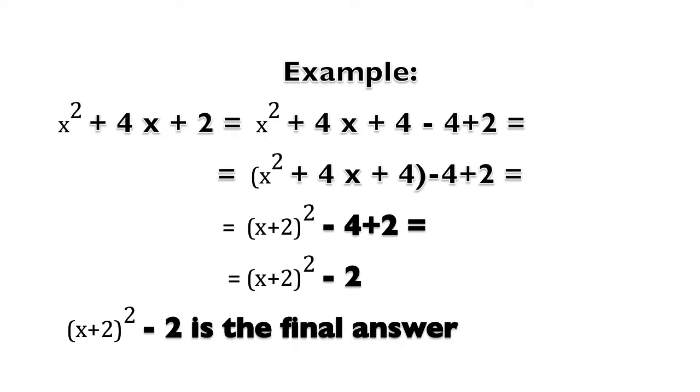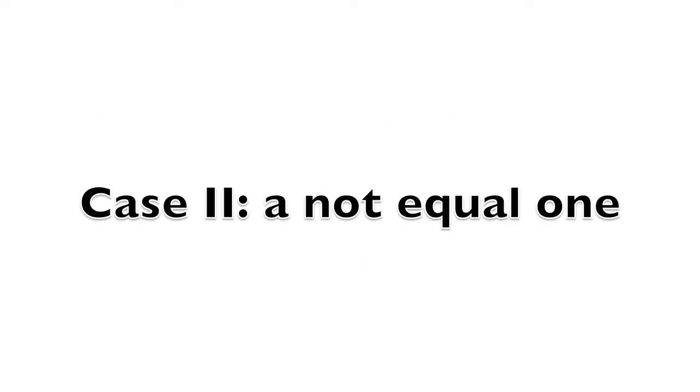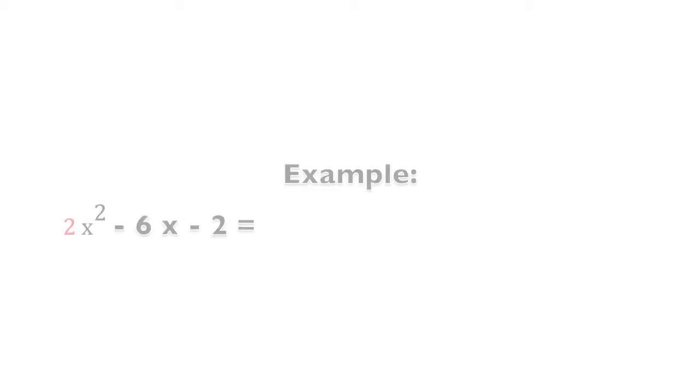Finally, we change the 3 terms by the perfect square, and then we combine like terms to get the final answer. Let us consider the case when a is not equal to 1. In this example, a is 2.